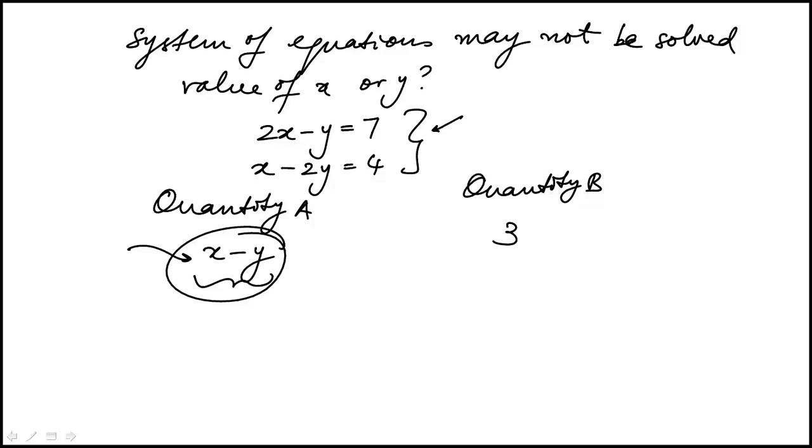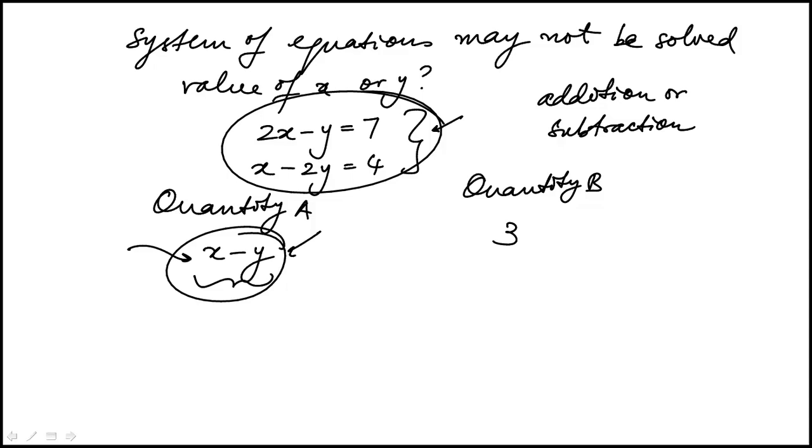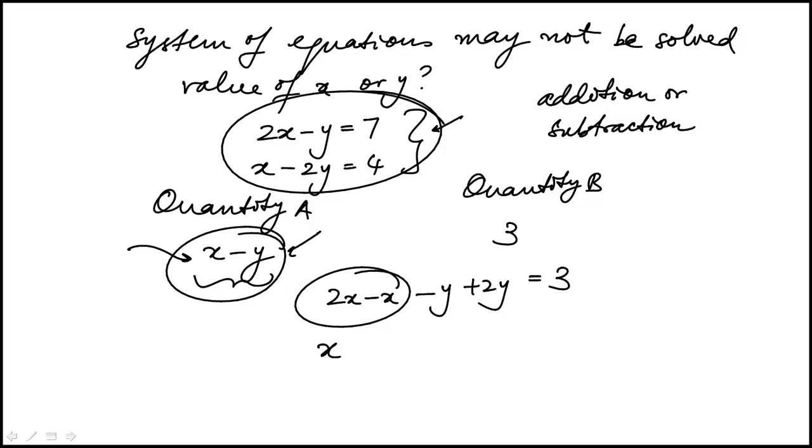And the most common operations on the GRE are either addition or subtraction. So you should always look for those operations and see if you can get to x minus y. So if you look at these system equations, if I subtract them, I get 2x minus x, then minus y plus 2y, because I'm going to do minus y minus 2y equal to 3. This becomes x, and that term becomes x plus y. And so I get x plus y equal to 3.